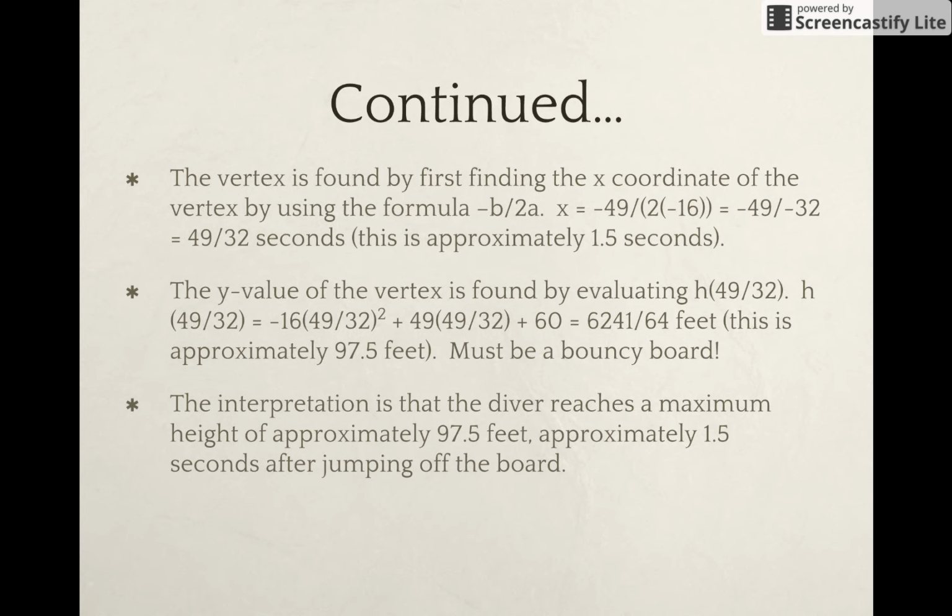The vertex is found by first finding the x-coordinate of the vertex using the formula negative b over 2a. Using that formula, we find that x equals negative 49 over 2 times negative 16, which is negative 49 over negative 32, which is 49/32 seconds. That's a tongue twister. If we round, this is approximately 1.5 seconds.